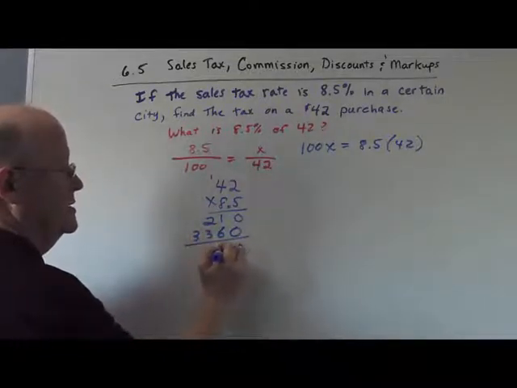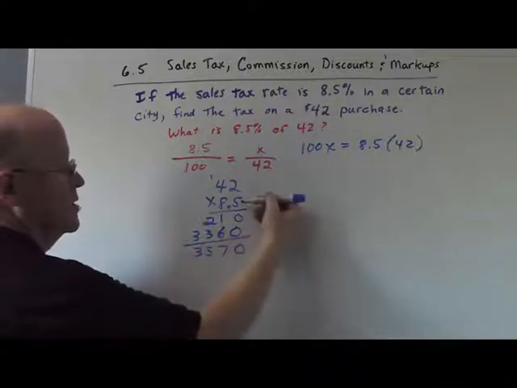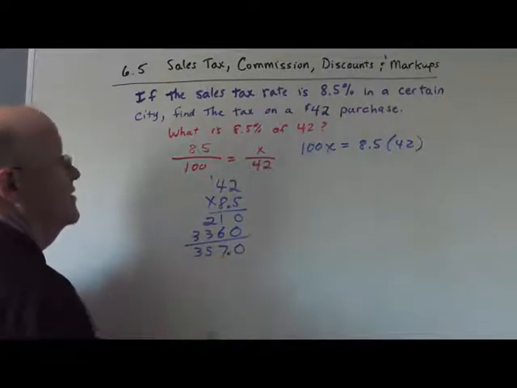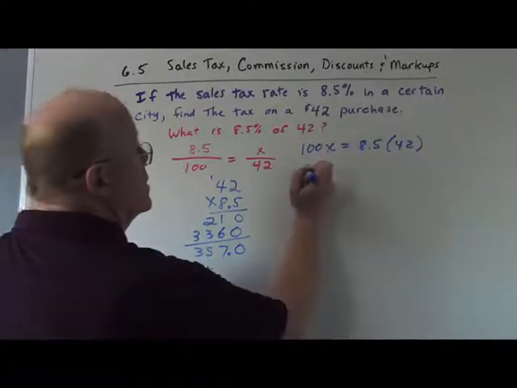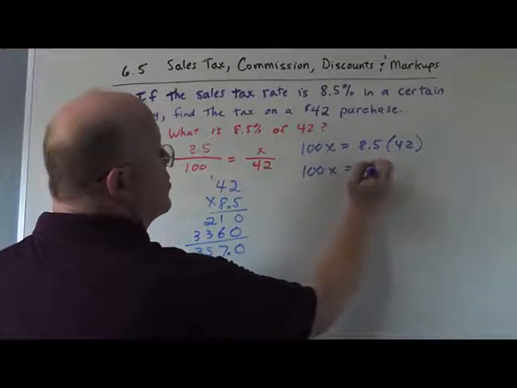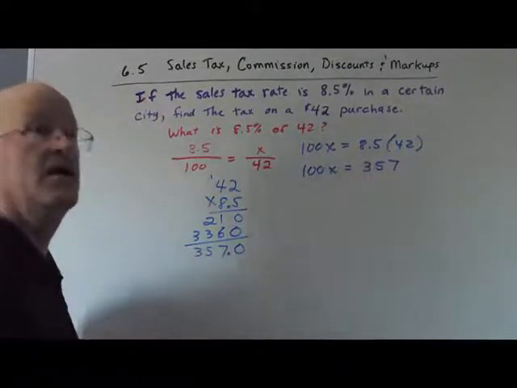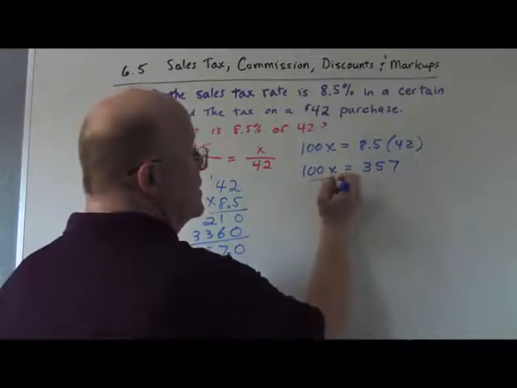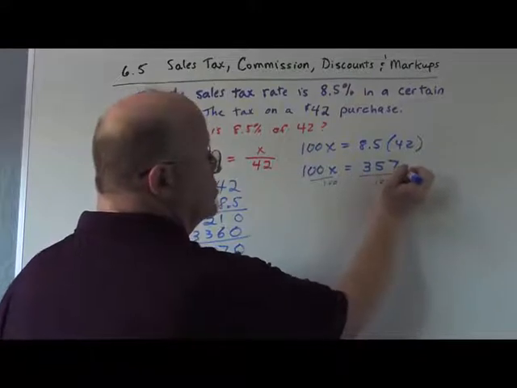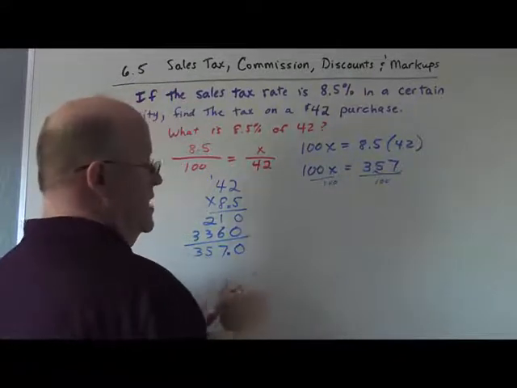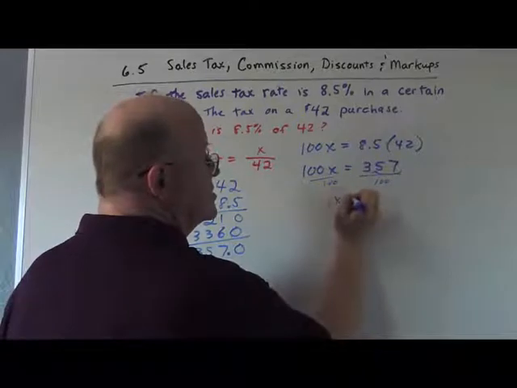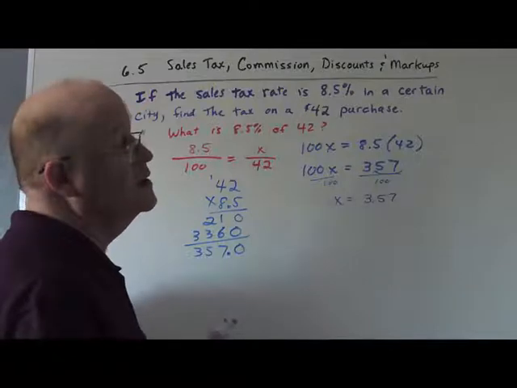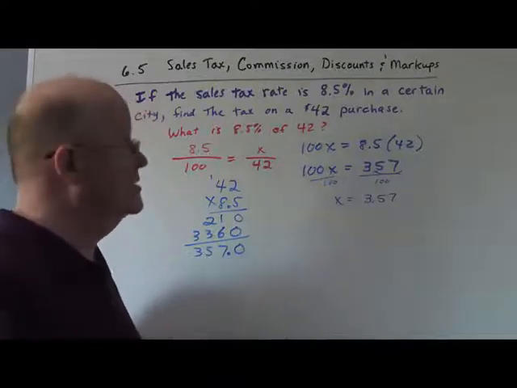At which point we add down, and since there's one digit to the right of the decimal within the problem, there will be one digit to the right of our decimal there, and we will have 100x is equal to 357. Now we need to divide each side by 100. And whenever you divide by 100, it's very easy to just move the decimal 2 places to the left, and we would have x is equal to $3.57 as the tax.